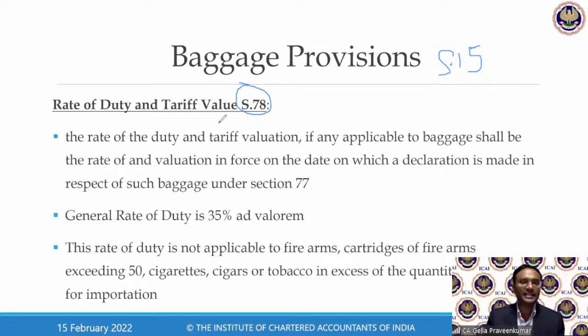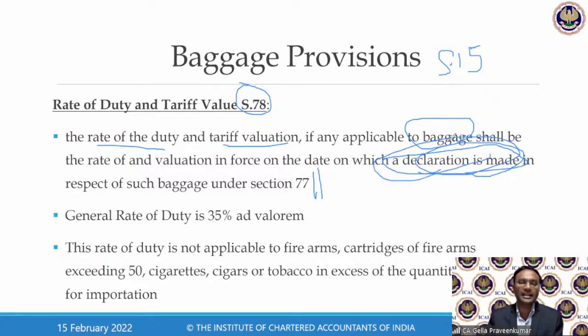In case of baggage, section 78 says the rate of duty and tariff value, if any, applicable to baggage shall be the rate of valuation in force on the day on which a declaration is made in respect of baggage under section 77. So the day a declaration is given by the person who is holding that baggage, that day will be considered as your rate of duty or tariff valuation. So generally, in case of exports and imports, the day this intimation is given by the person in charge, that date will be considered for fixing the rate of duty or tariff value.